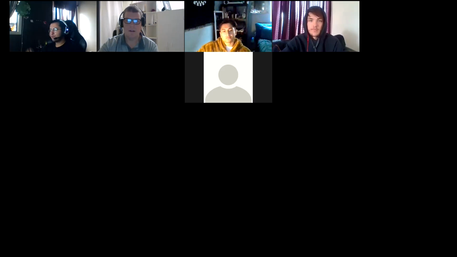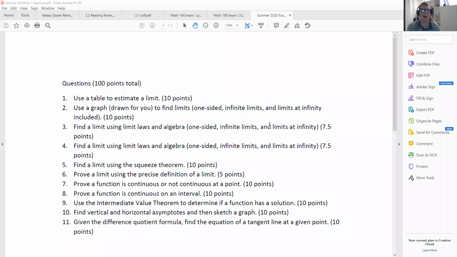All right, when we look at this, there will be 11 questions on the exam. The first question will be about using a table to estimate a limit, and then so on and so forth. Okay, and so basically, now there is a lot of leeway inside of each one of these questions. You have to kind of have a broad understanding of how to do any one of these questions. Okay, except for this proving a limit using the precise definition of a limit.